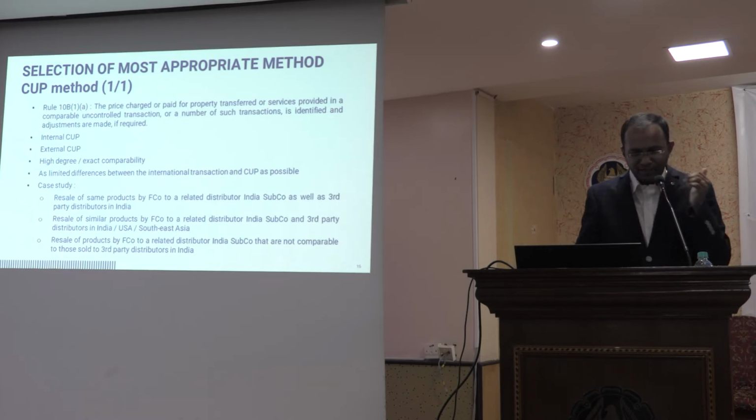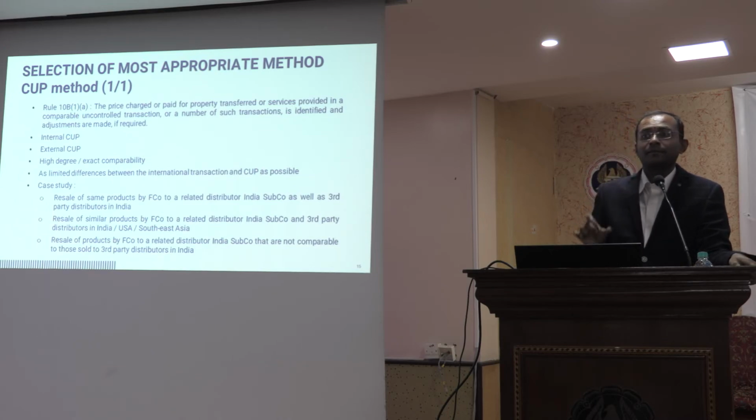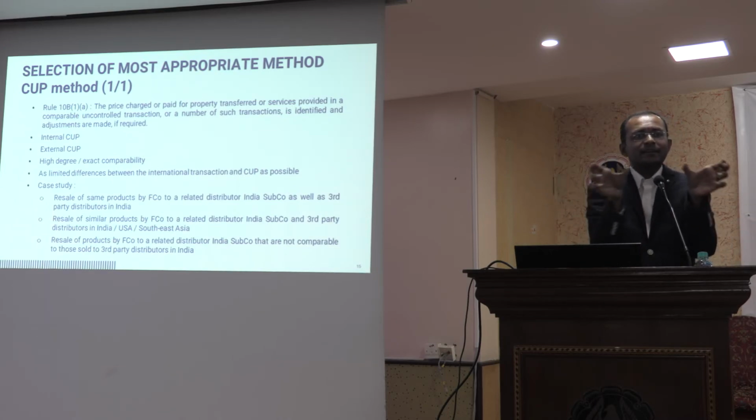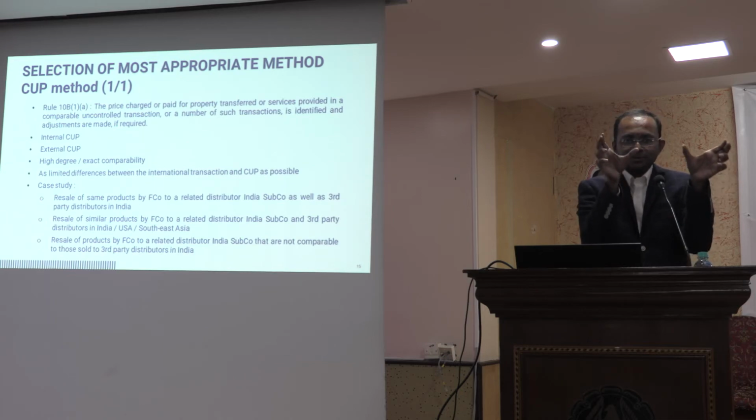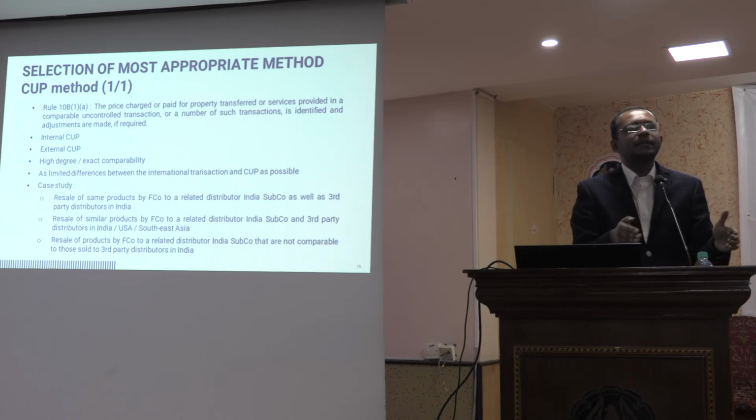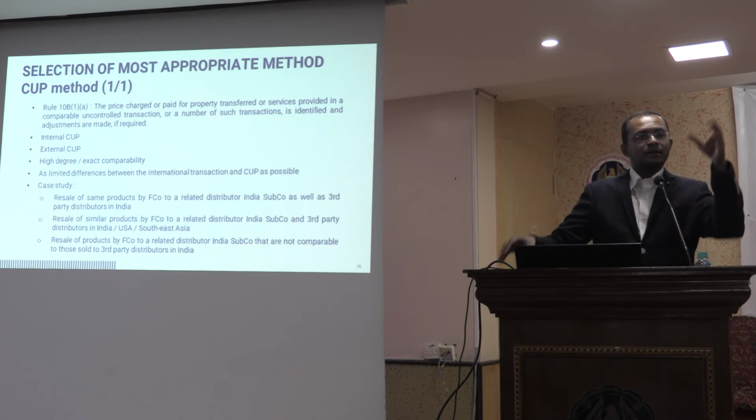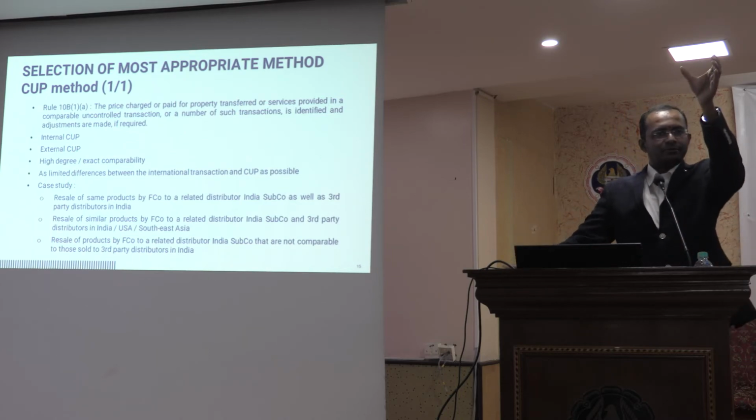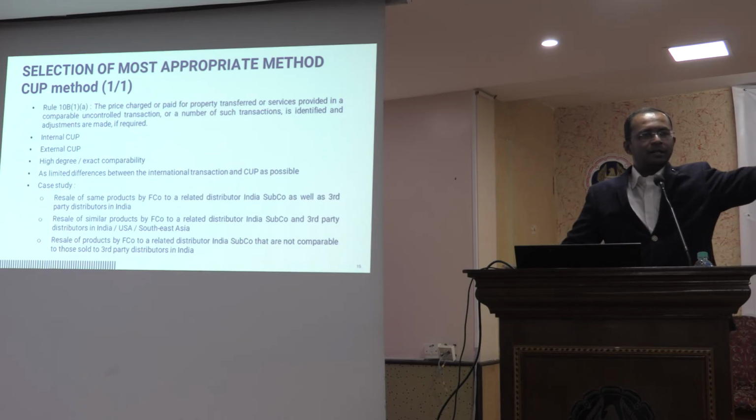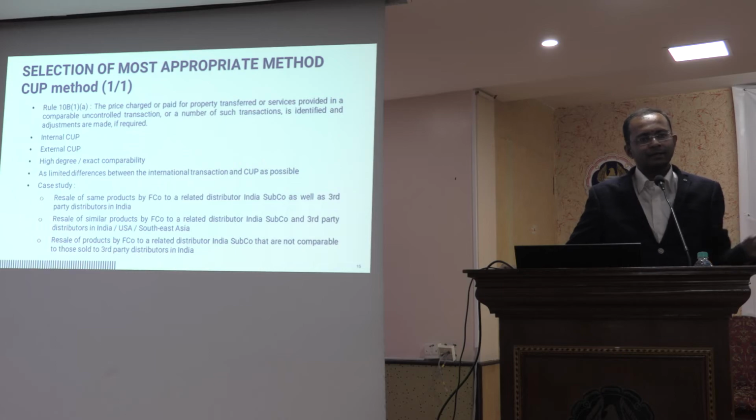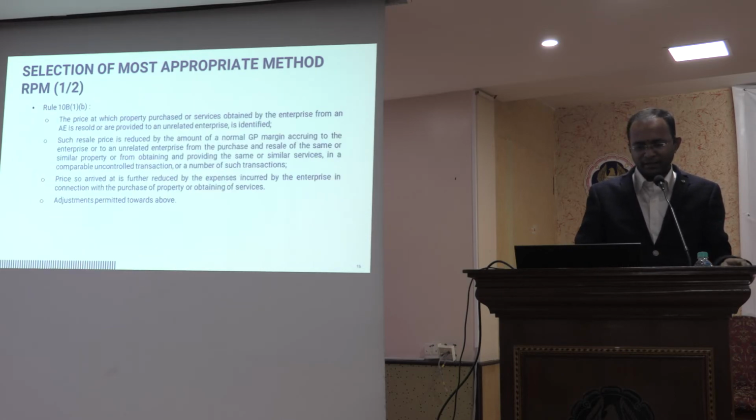Resale of similar products by FCO to a related distributor, again here the difference is same, similar. There is no exact comparability. If there is no exact comparability, there is a dilution. Alright? Resale of products by FCO to a related distributor, India Subco, that are not comparable to those sold to third party distributors. ABC products are sold by the FCO to the India Subco. DEF products are sold elsewhere. No CUP. Okay? Fairly simple to understand.